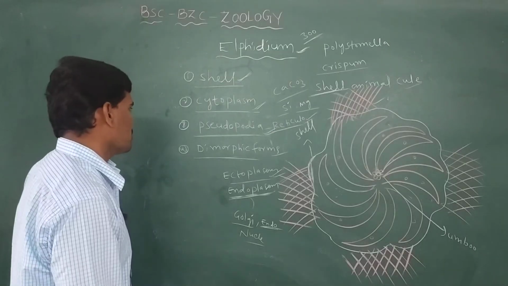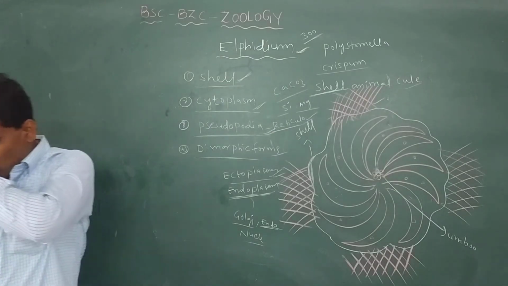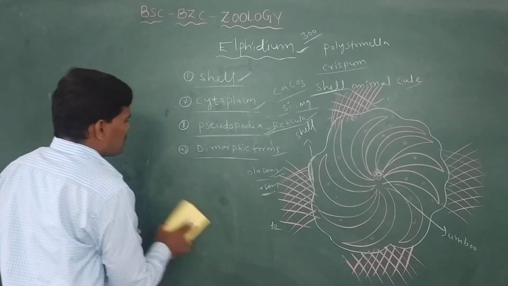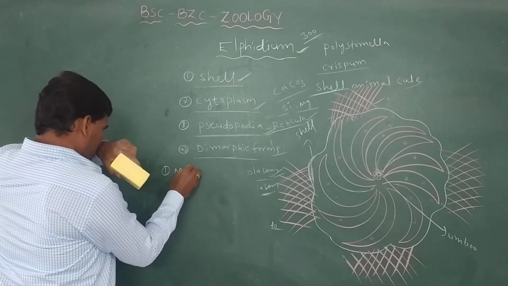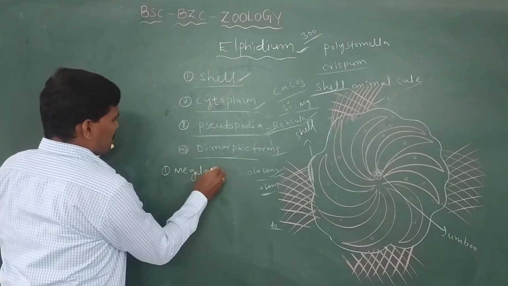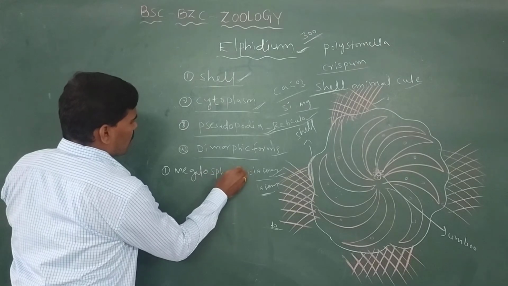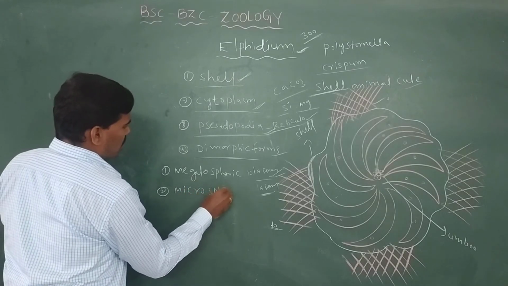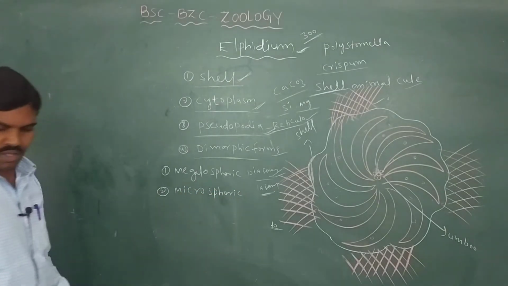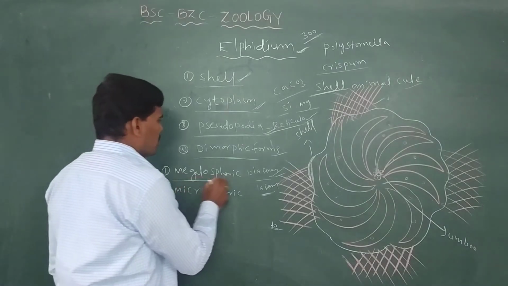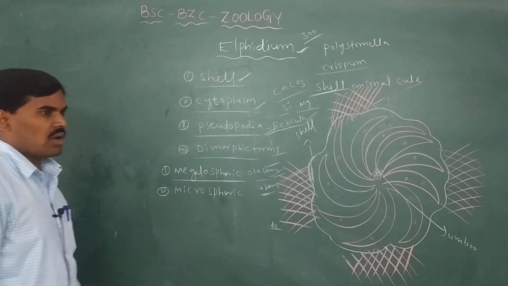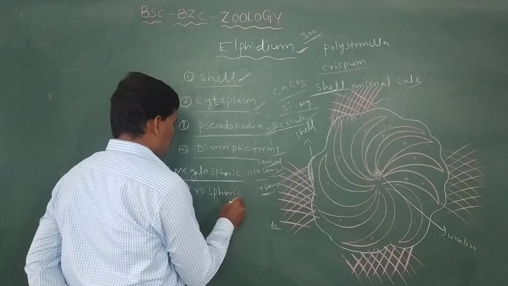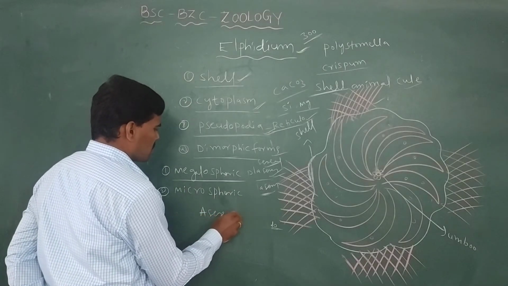Dimorphic form means two forms in the formation. The first one is the megalospheric form and the second one is the microspheric form. The megalospheric form is associated with sexual reproduction, and the microspheric form with asexual reproduction.